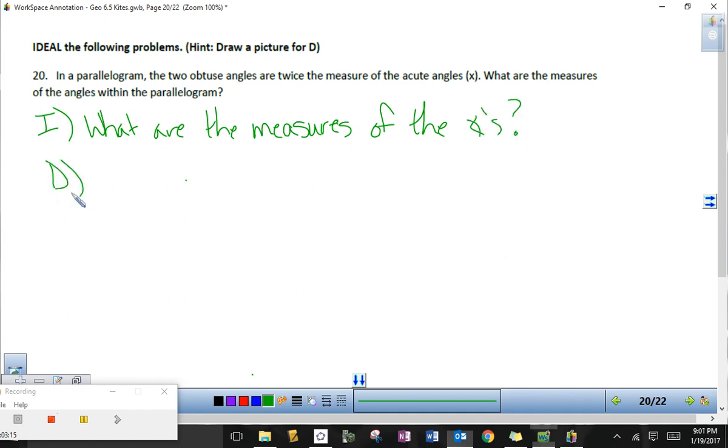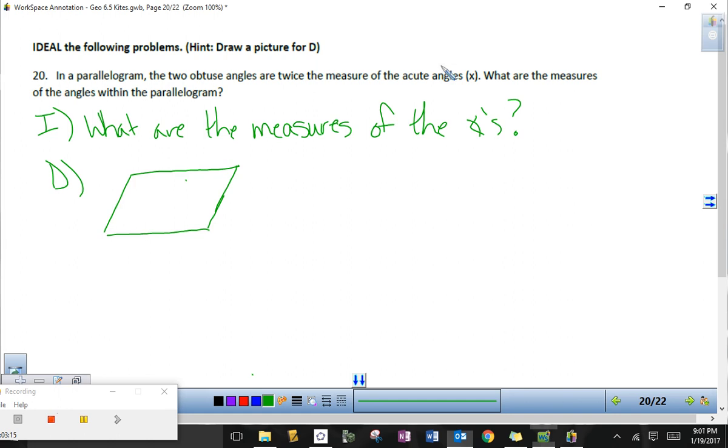Part D, it's best to draw a picture. Okay, so we are looking at a parallelogram. Use your geometer to trace a parallelogram so it looks better than mine. And then we know something about a parallelogram. In our wording up here it says two obtuse angles and acute angles.